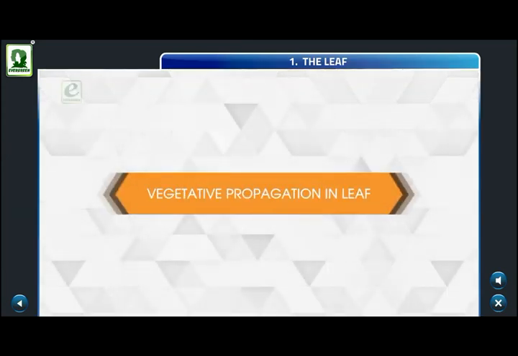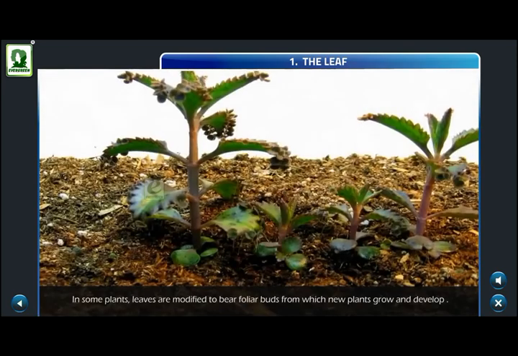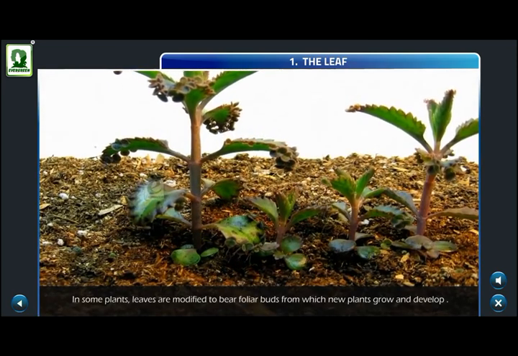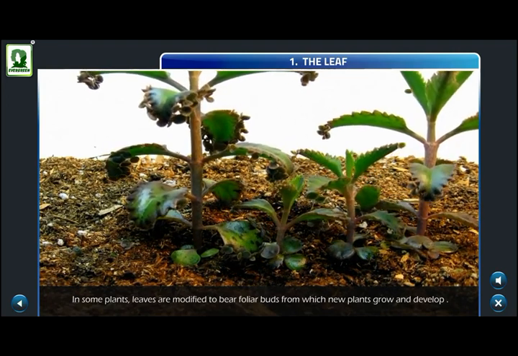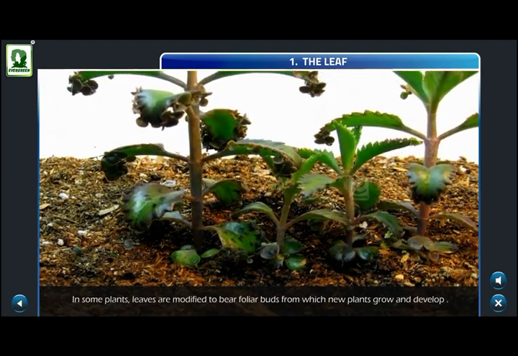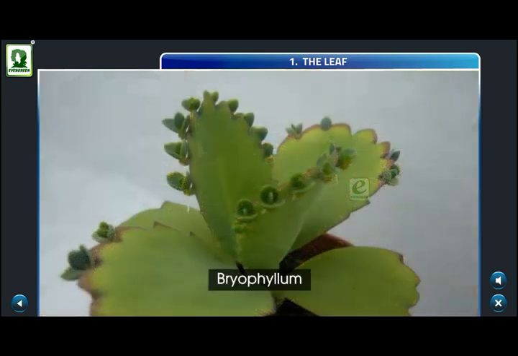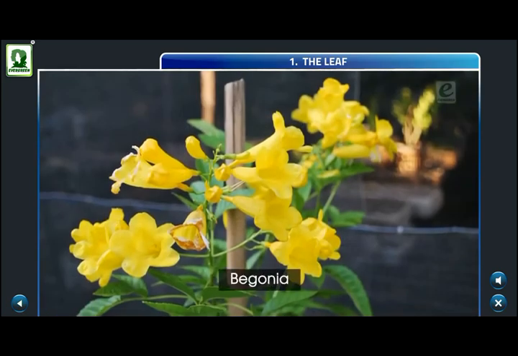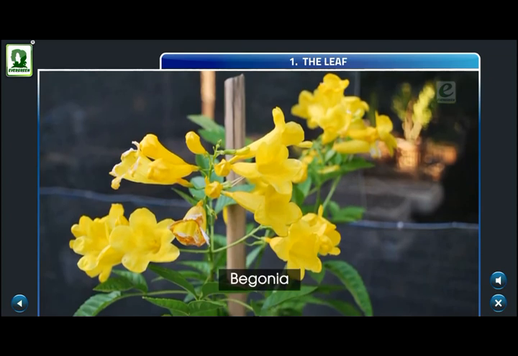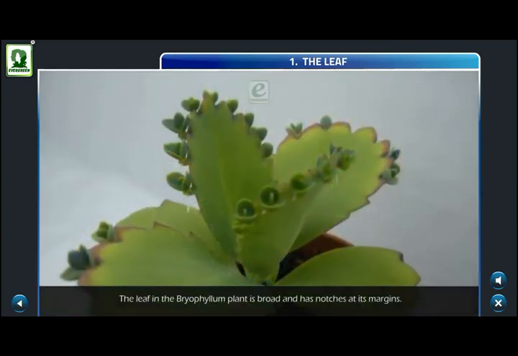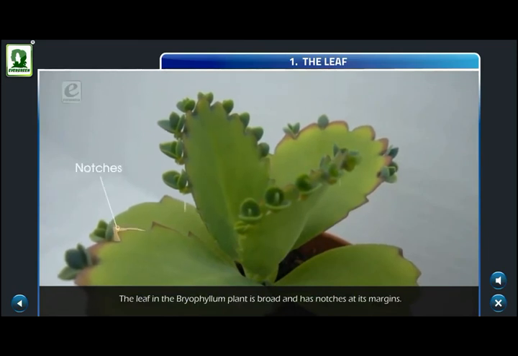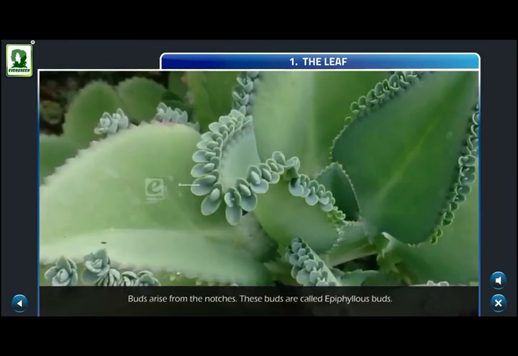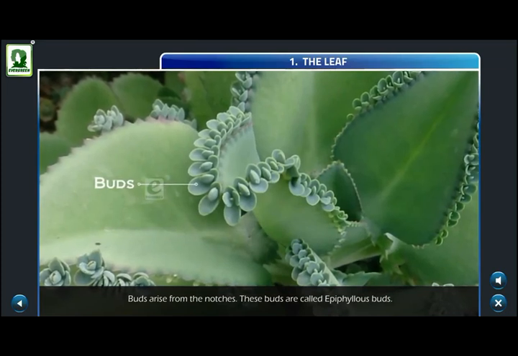Vegetative propagation in leaf. In some plants, leaves are modified to bear foliar buds, from which new plants grow and develop. For example, bryophyllum and begonia. The leaf in the bryophyllum plant is broad, has notches at its margins. Buds arise from the notches.